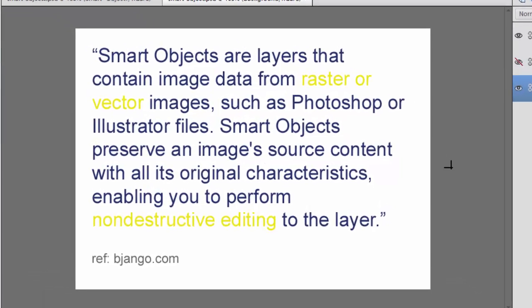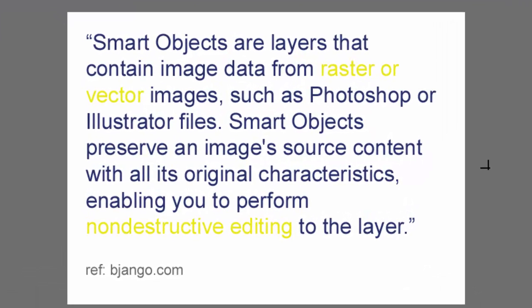So what is exactly a smart object? I pulled this definition out: smart objects are layers that contain image data from raster or vector images, such as Photoshop or Illustrator files. Smart objects preserve an image's source content with all its original characteristics, enabling you to perform non-destructive editing to the layer. There are really two ways that you can import an image.